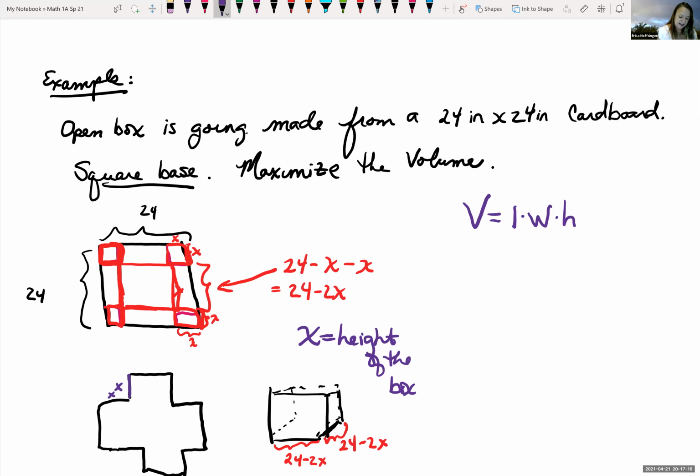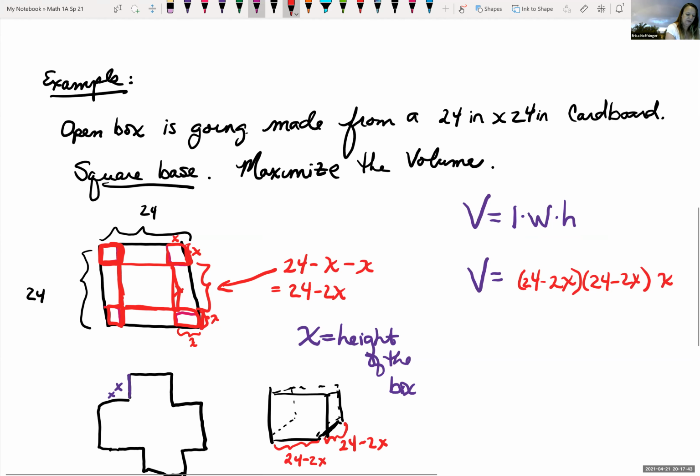And so we can say that the equation that we want to maximize, our fundamental equation, is volume is length times width. Well, our length and our width are both 24 minus 2x, times 24 minus 2x, all times the height, which is x. So we want to maximize this, maximize the volume.